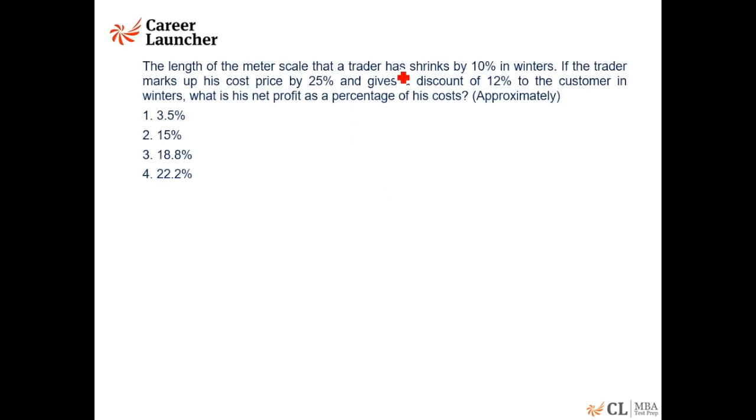Length of a meter scale that a trader has shrinks 10% in winter. Trader marks up his cost price by 25% and gives a discount of 12% to the customer in winters. Successive increments. A markup of 25% followed by a discount of 12%. A plus B plus AB by 100. 25 into minus 12 by 100.